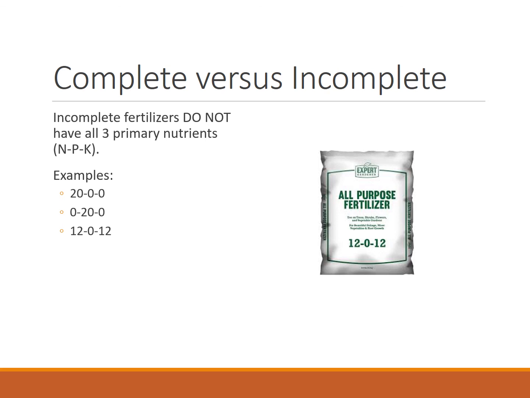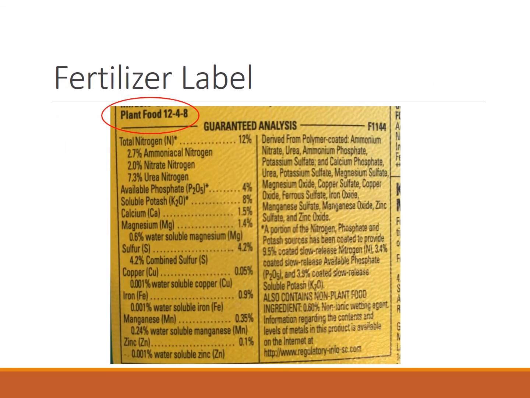And in the third example, a 12-0-12 fertilizer would contain 12% nitrogen, 0% phosphate, and 12% potash by weight. If you want to know the percentages of the other nutrients that the fertilizer contains, you have to look at the fertilizer label. On this particular fertilizer label, the analysis has been circled in red. The analysis for this fertilizer is 12-4-8.